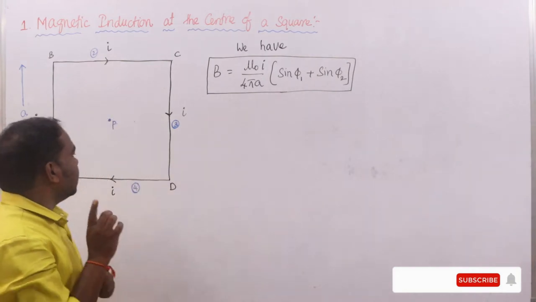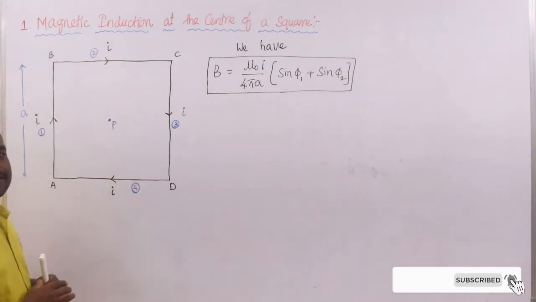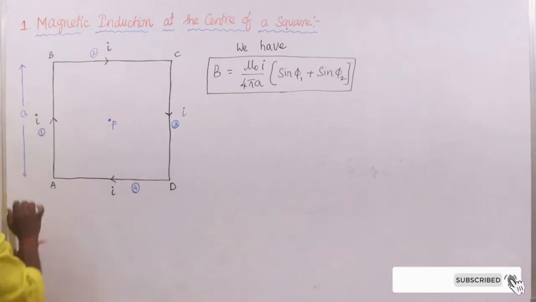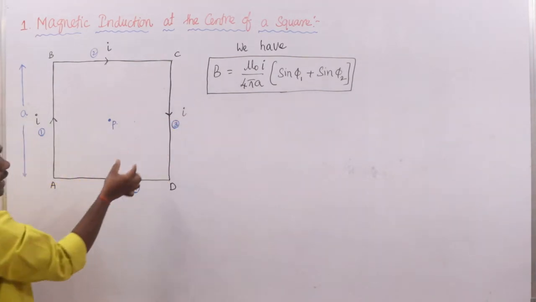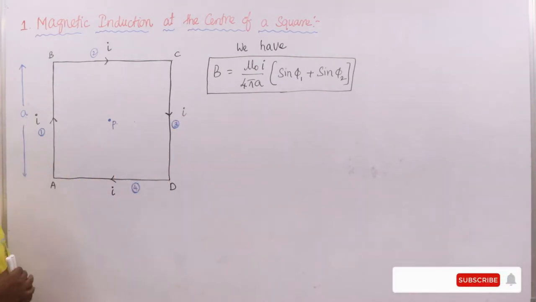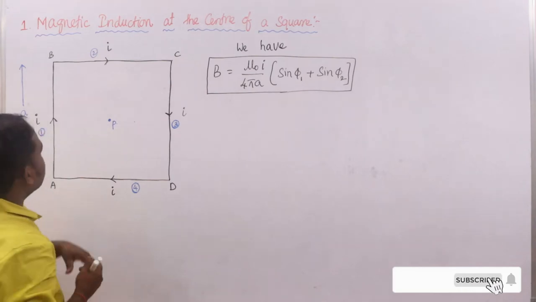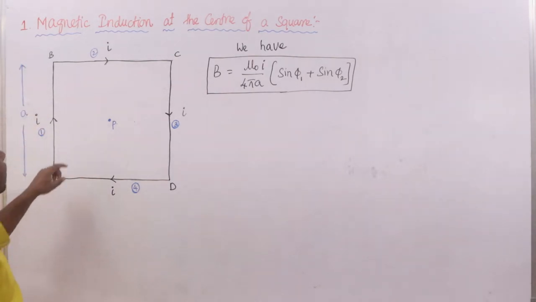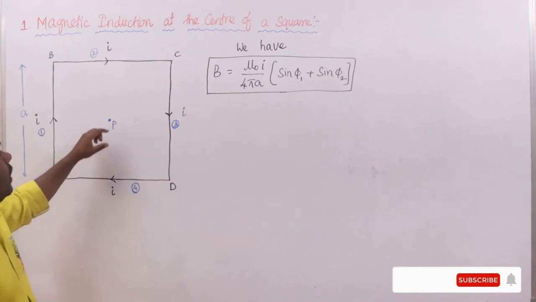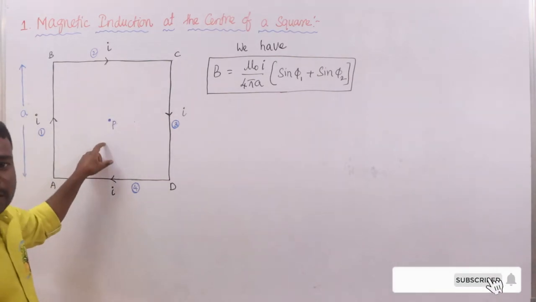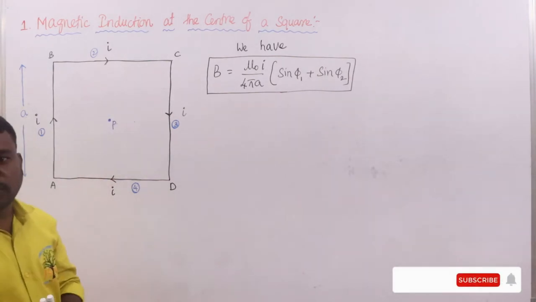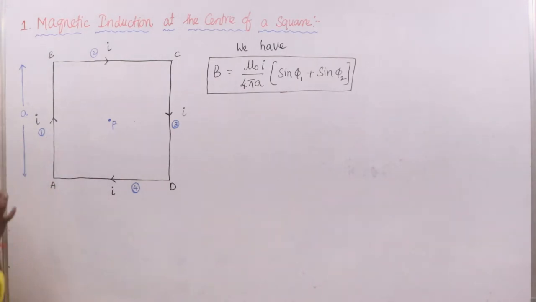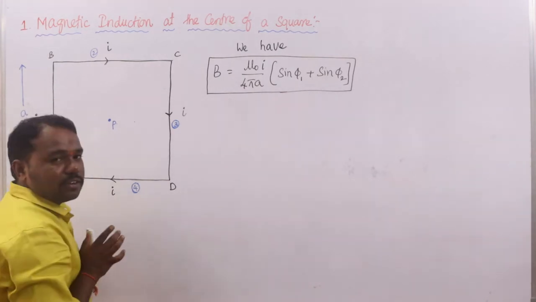Now find the magnetic field at the center P due to the first conductor, due to the second conductor, due to the third conductor and due to the fourth conductor. First of all, find the field due to the first conductor, then the field due to the second, then the third, then the fourth conductor. Okay, now I'm going to take the first conductor. Due to the first conductor, what is the magnetic field here?